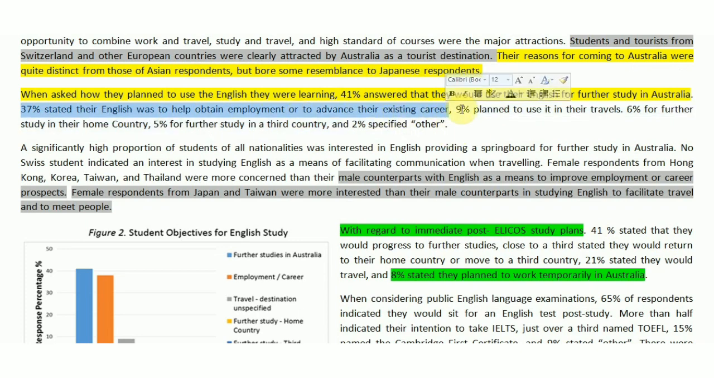Then there is 9%, 6%, 5%, 2%. So I guess 41% and 37% are the two most popular objectives for using the English that they were learning. So this is the only location, I guess, for the last question. So what about the options? Let's see.